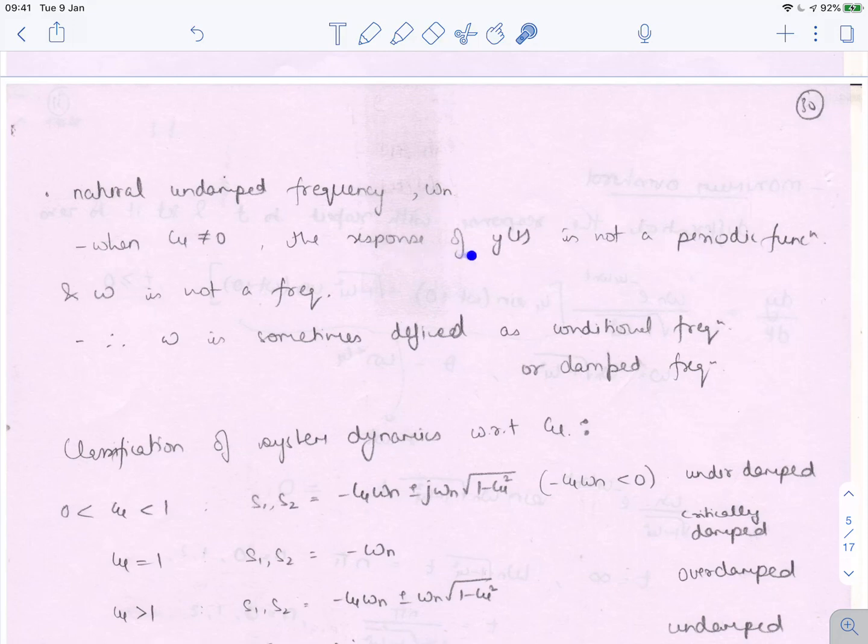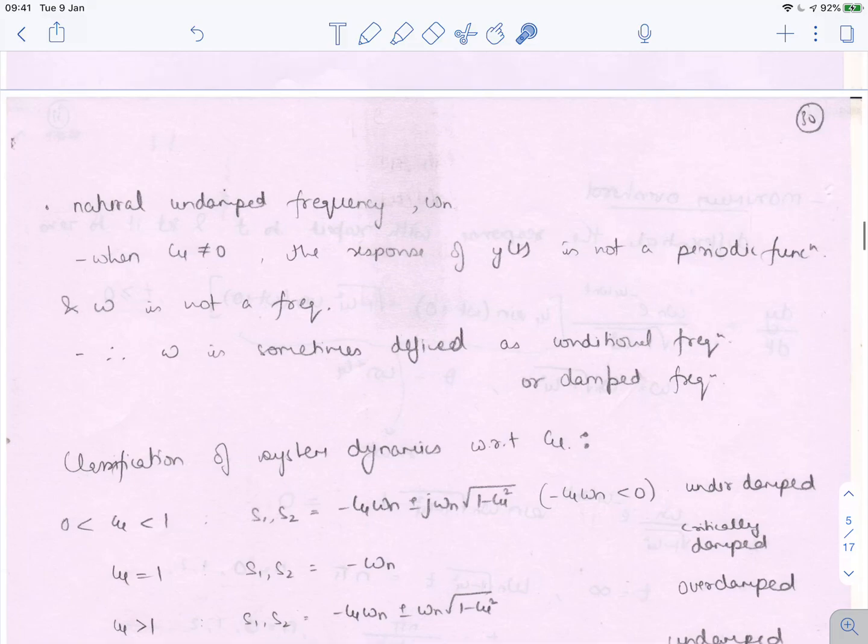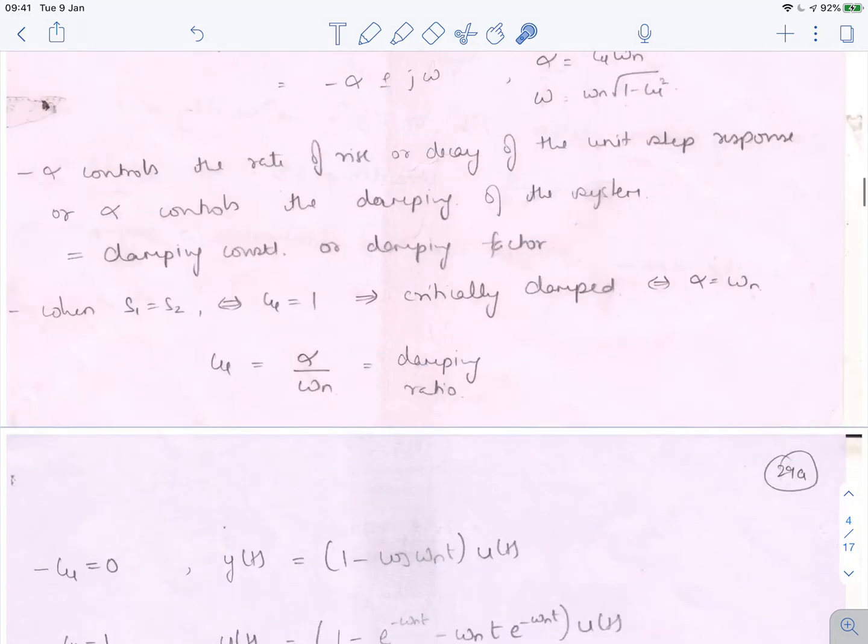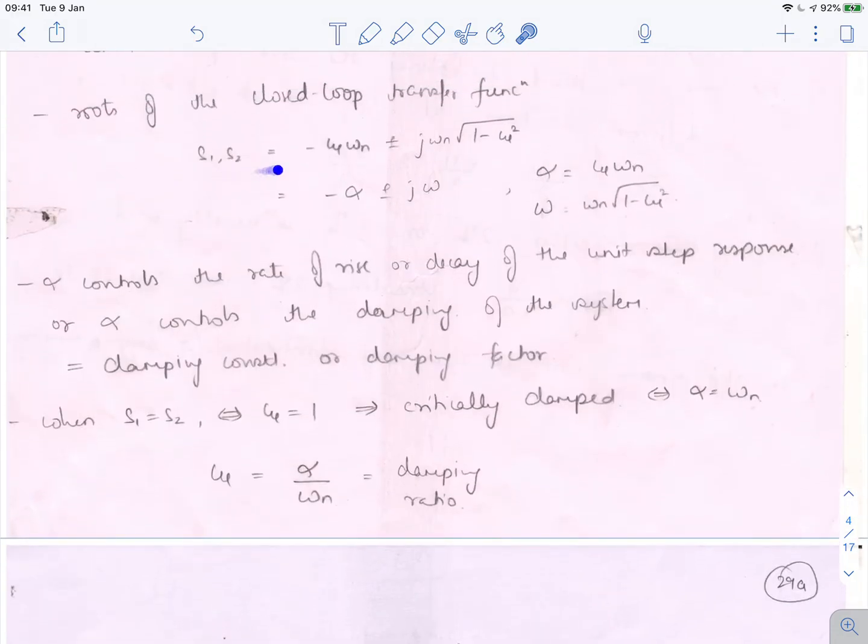Okay, because we had seen that the response y(t) is not a periodic function. It is a periodic function only when xi becomes equal to 0. And if you see the roots, particularly in this case, when xi becomes equal to 0, the real part would be 0, and xi inside the under root becomes 1, and finally we would have plus minus j omega n.